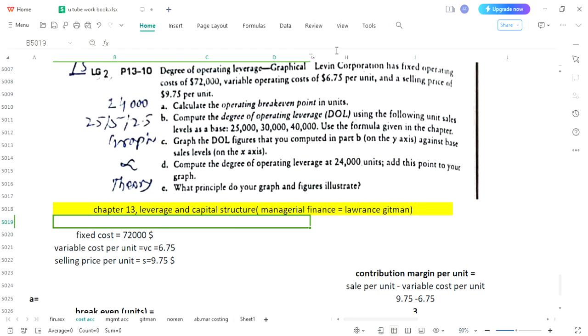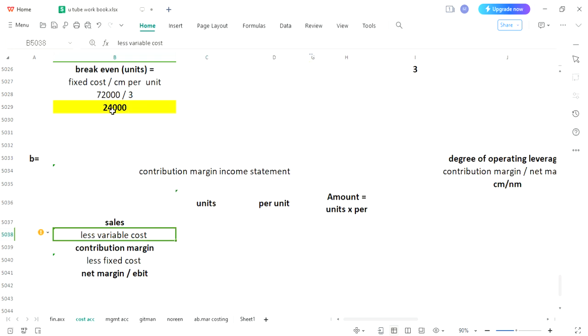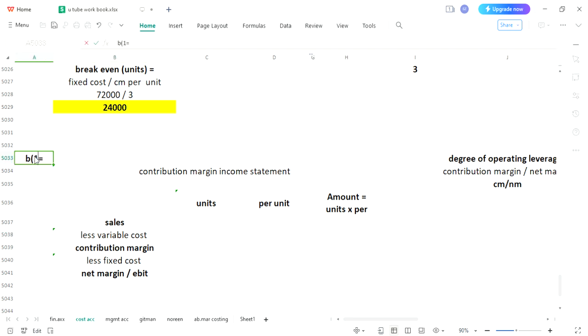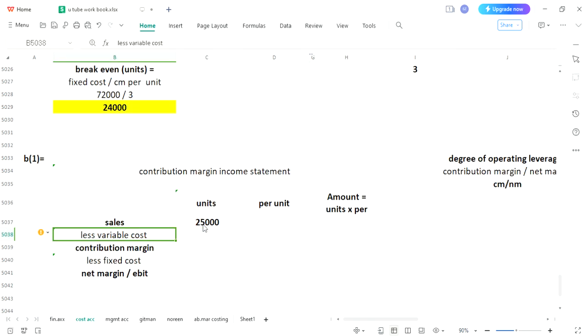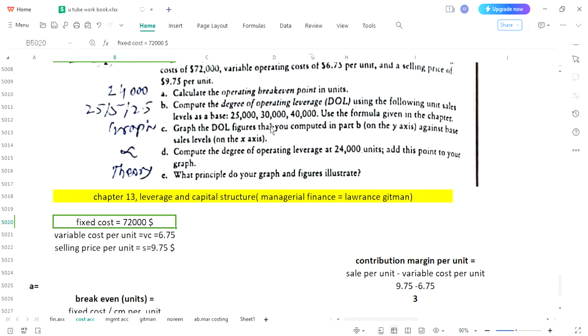Now go back to the question. Degree of operating leverage is required to be calculated for 25,000 units. So you may name it B1, as there are three different numbers of units. Sold units 25,000, and this was required in our question. Look over here, 25,000. It is given in your question.